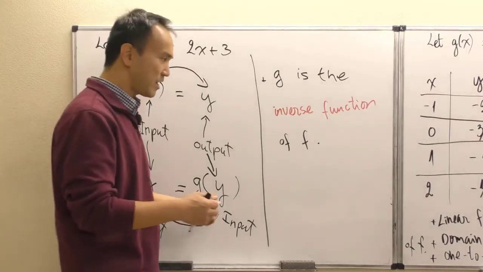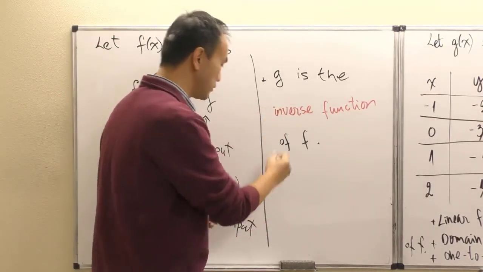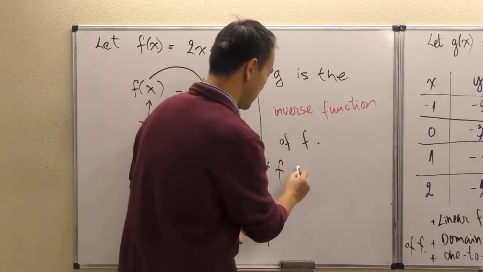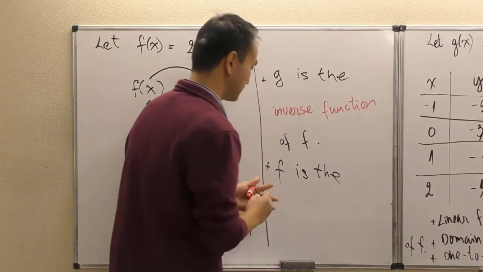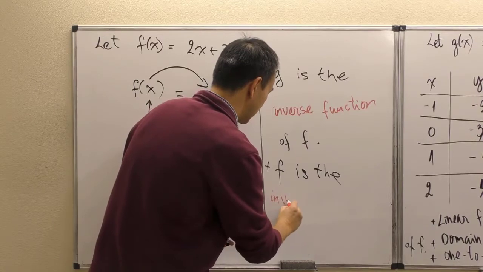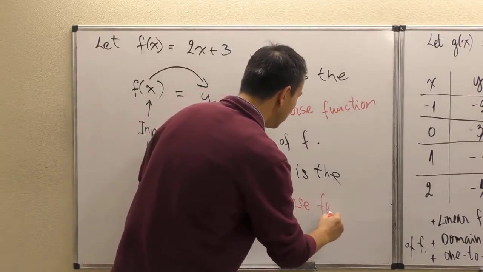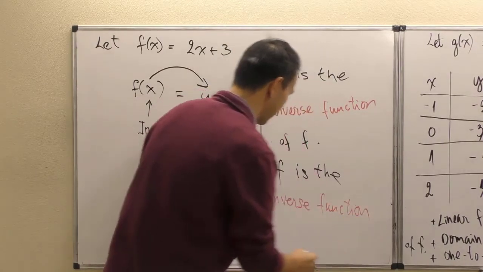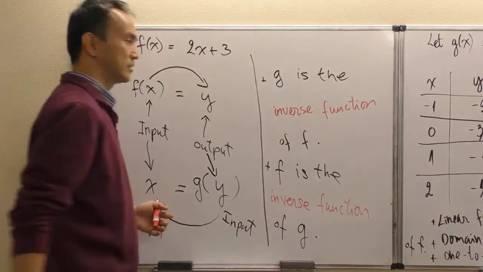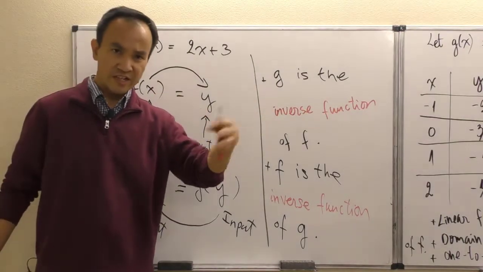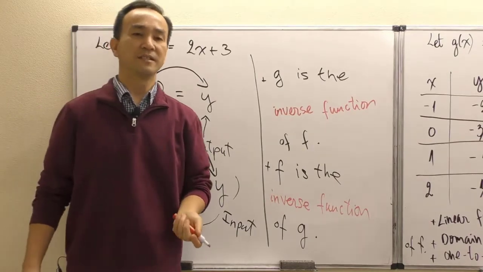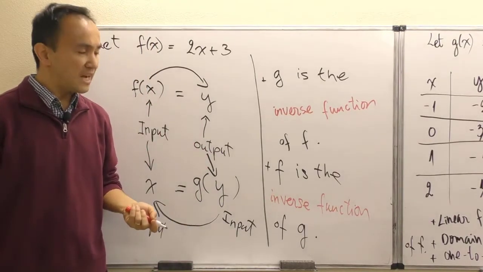All right, so in that way, I have another equivalent statement. And these two statements are always equivalent. So on the other hand, f is the inverse function of g. So g is the inverse of f, then vice versa. f is also the inverse of g right there. All right, so that's the understanding now.